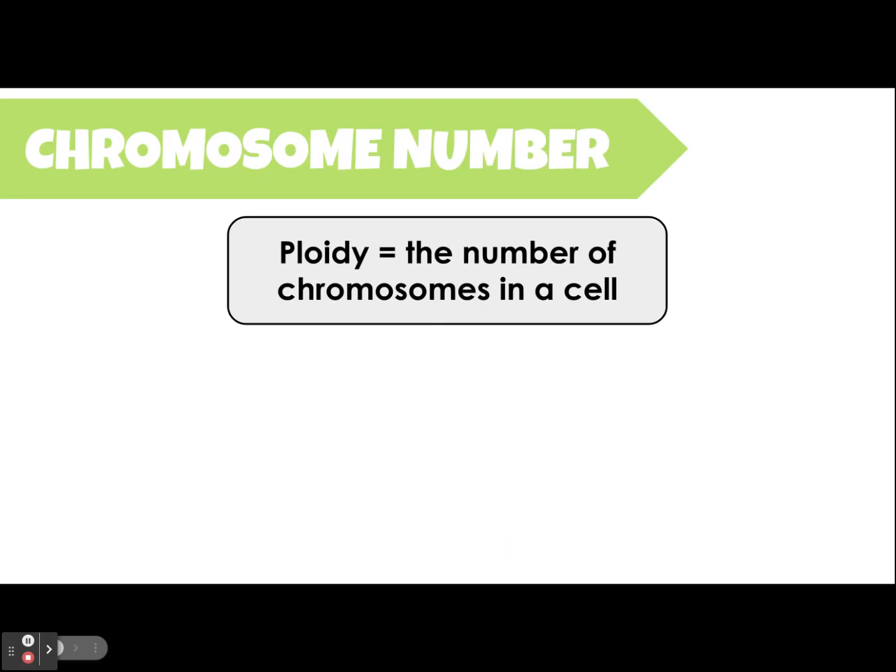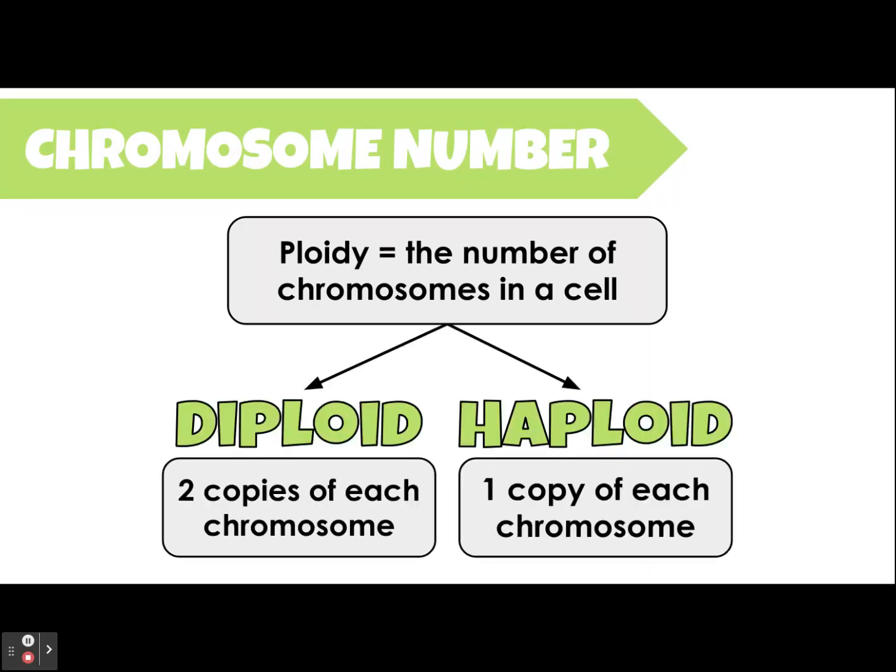And so this relates to chromosome number, where ploidy is just the vocab term that refers to the number of chromosomes that a cell has. And so cells can either be diploid cells or haploid cells. Diploid, think di, the Latin root there referring to two. We have two copies of every chromosome in the cell. Whereas haploid cells only have one copy of each chromosome in a cell.